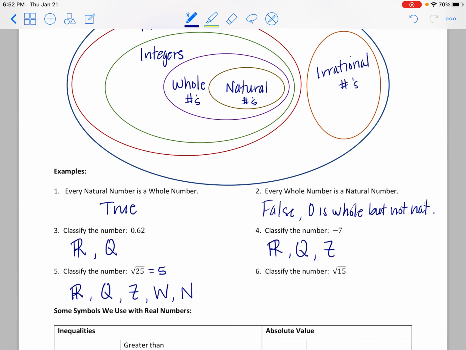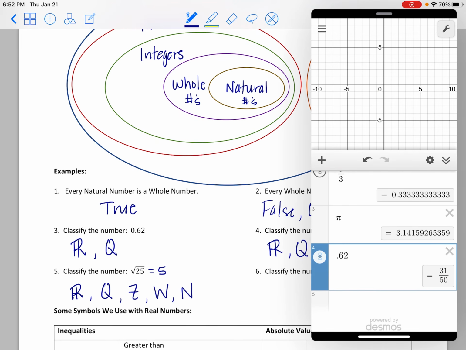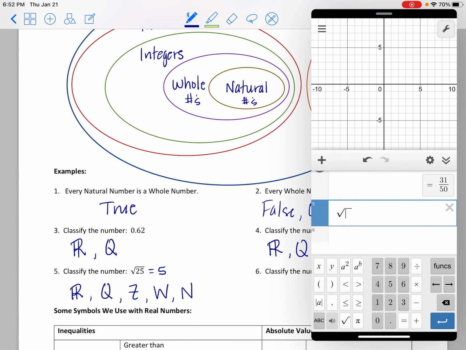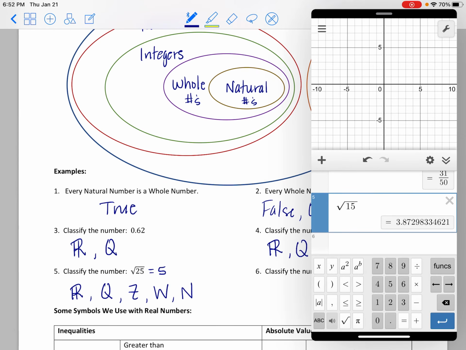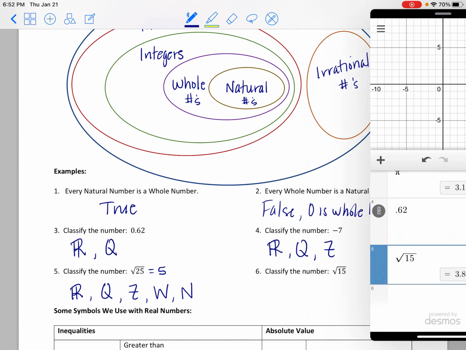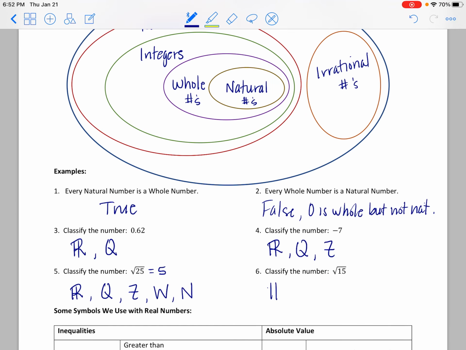Now, if we're looking at the square root of 15, just put that in here so we can see it. That's one of those numbers we can't take the square root of. That's that non-repeating, non-terminating decimal. So it still has a value that we could plot on a number line. It's still going to be real, but it is irrational, a non-repeating, non-terminating decimal. Okay? So hopefully you're good classifying those numbers if you need to.